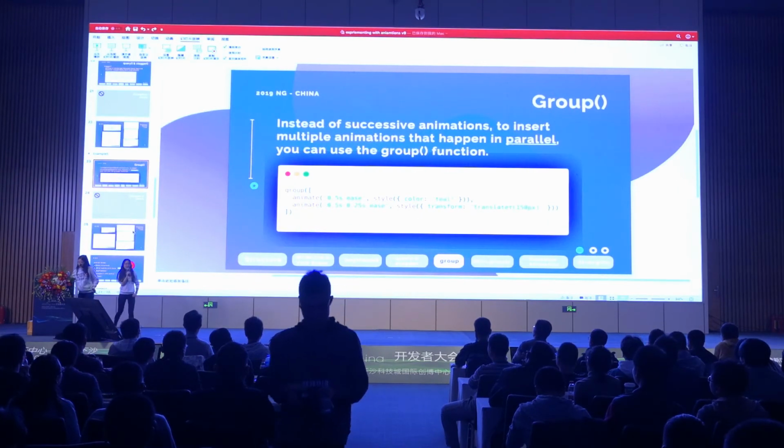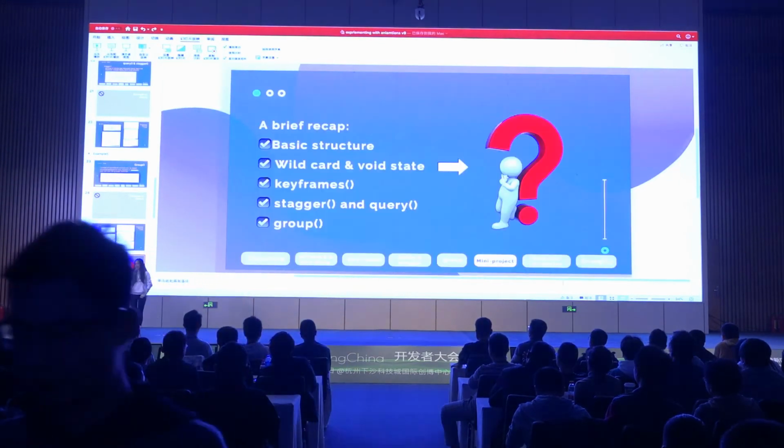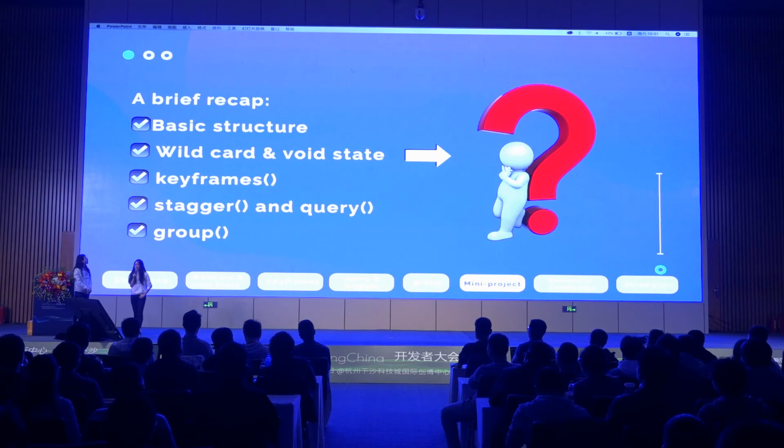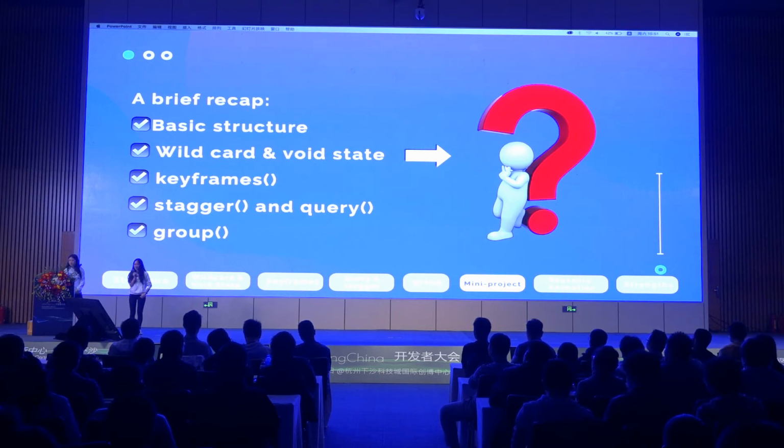Alright, so that basically sums up our first section of the talk. A brief recap. We talked about the basic structure, keyframes, stagger, query, and group. So a question is, now that we know about these functions, what useful things can we build out of these?